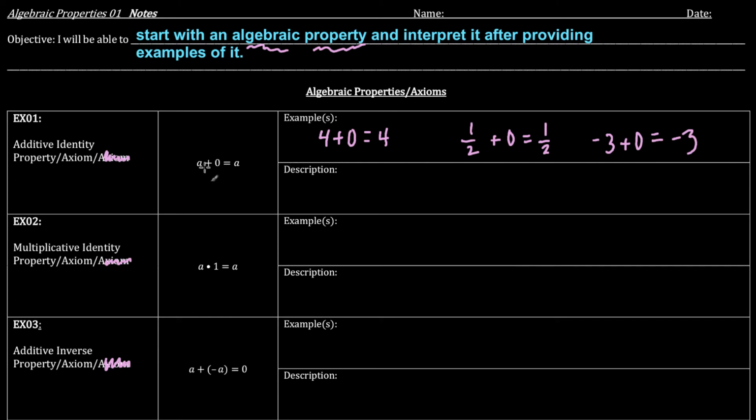So what does this mean? What does a plus 0 equals a mean? It means when you add 0, the number stays the same.